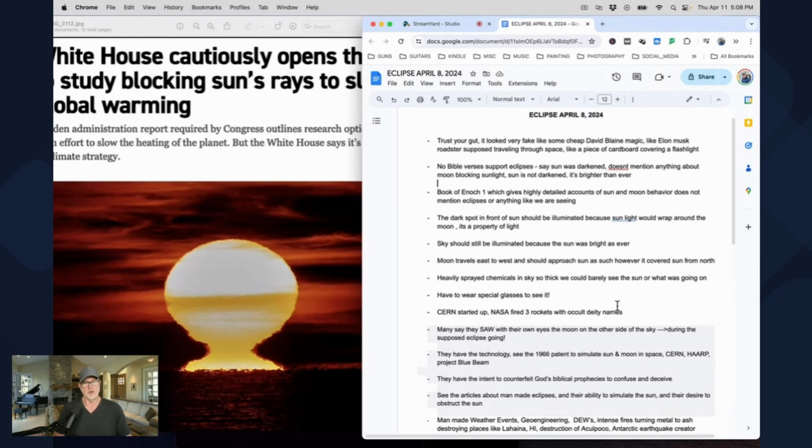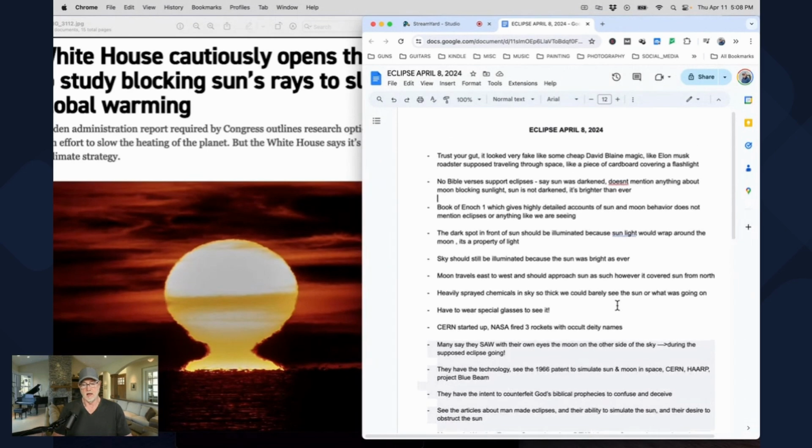You have to wear special glasses to see it. Do you think if God creates, out of the Bible, like he says, a darkened sun and a darkened moon, you'll need special glasses to be able to see it? I doubt it. I highly doubt it.